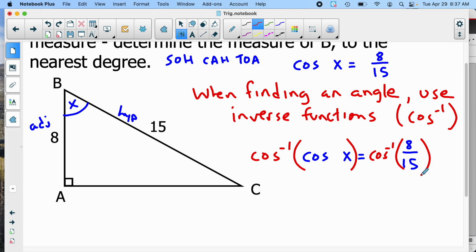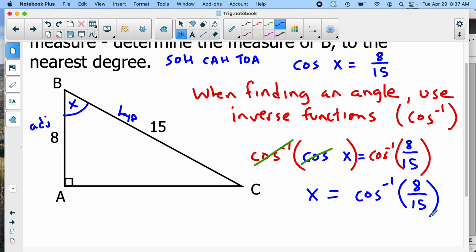Now, just like squaring and square rooting cancel each other out, on the left side, the inverse cosine cancels the cosine. So all I'm left with on the left side now is x. And that's good, that's what I want. What I need to evaluate in the calculator now is the inverse cosine of 8/15. This is how I'm going to solve this.